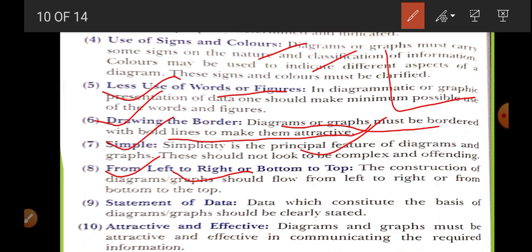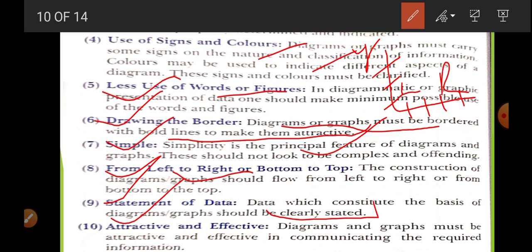From left to right and bottom to top. Like here, on the OX axis we draw from left to right, and on the OY axis from bottom to top. That is written here. Now, a statement of the data: the data which constitute the basis of the diagram and graph should be clearly stated.